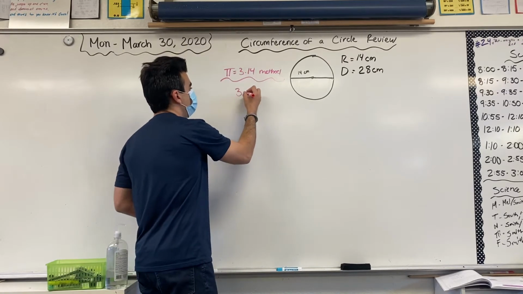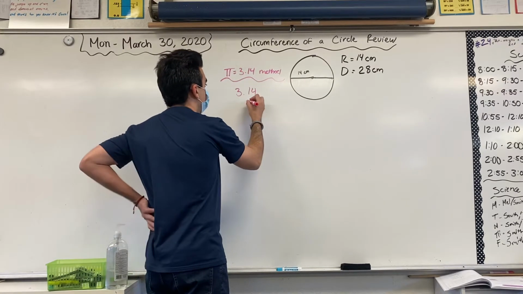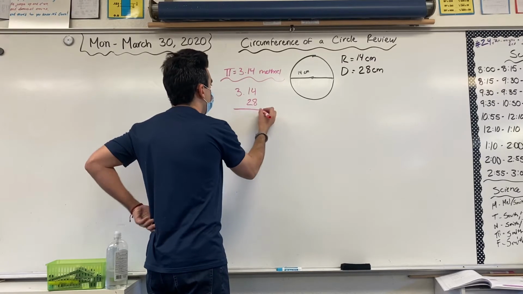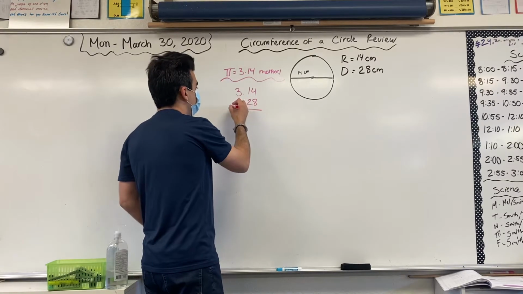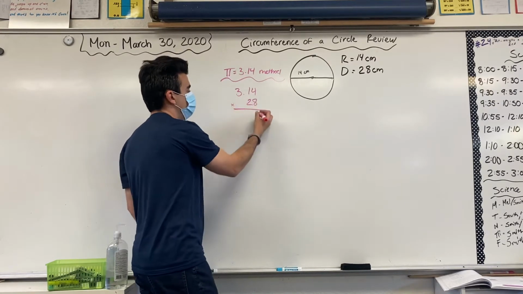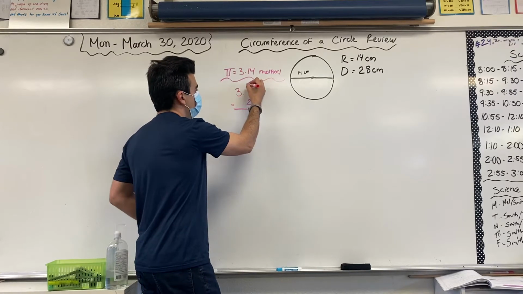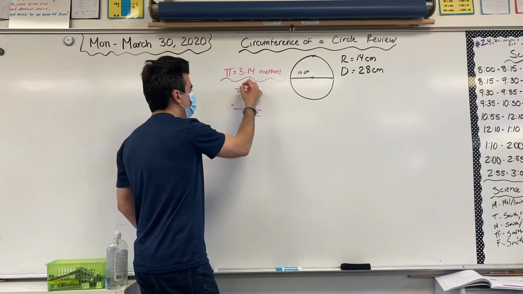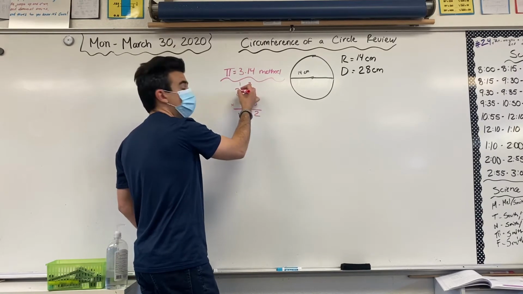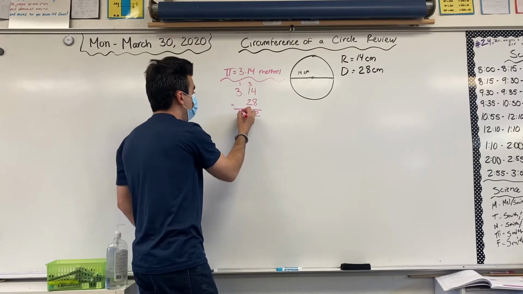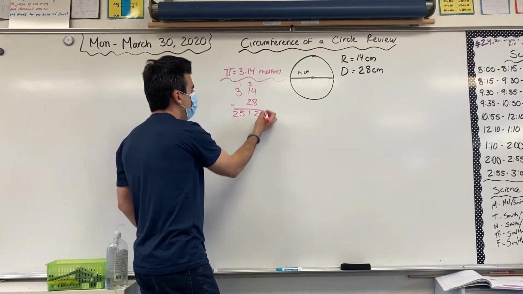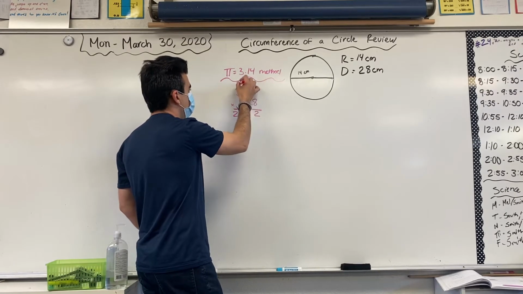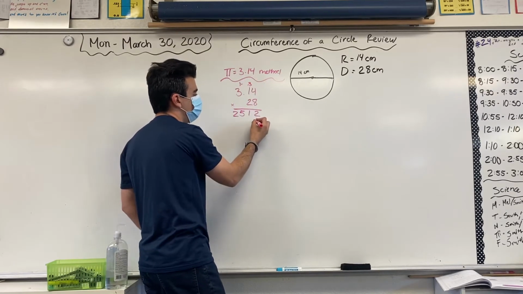So I have 3.14 multiplied by 28. Now, I'm going to figure out my first partial product. 8 times 4 is 32. Bring the 3 over. 8 times 1 plus 3 is 11. 8 times 3 is 24. Plus 1 is 25. Now, moving on to my second partial product, make sure you are putting a placeholder that is a 0.